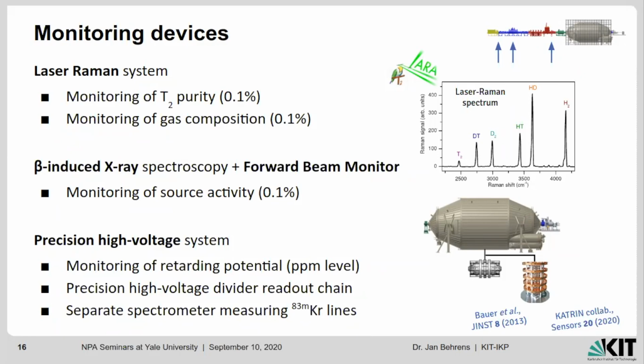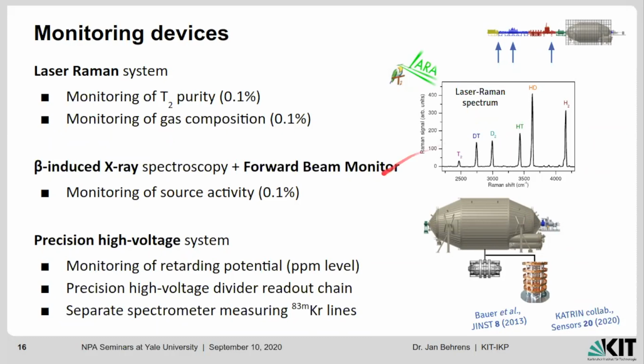And one of the important set of devices are monitoring devices. And to highlight a few of these, we have a laser Raman system in the source, which is located here. The laser Raman system can actively monitor the tritium purity and the gas composition. So it can also keep track of the isotopologues that I introduced earlier. And you need this to monitor the tritium purity and the source stability online during the measurement. And this is done actively while the gas is circulating in this tritium loop.